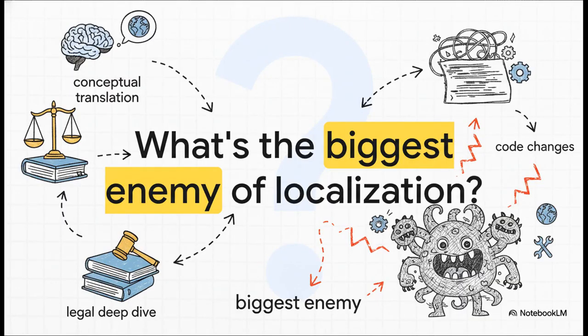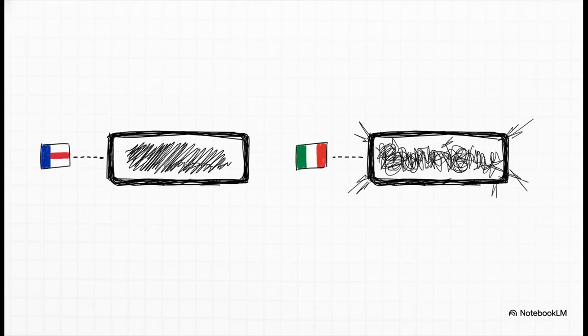So after all of this, the conceptual translation, the deep dive into national law, the changes to the code itself, what do you think is the single biggest, most common enemy that can bring all this hard work crashing down? Believe it or not, it's a button that's too small. It sounds like a punchline, but it's a huge real-world problem. The English word save is 4 letters. Its Italian equivalent might be 12. And if that longer word doesn't fit in the button the designer made, the entire user interface breaks. It's the perfect summary of this whole challenge. It's a delicate dance between language, design, and technology.